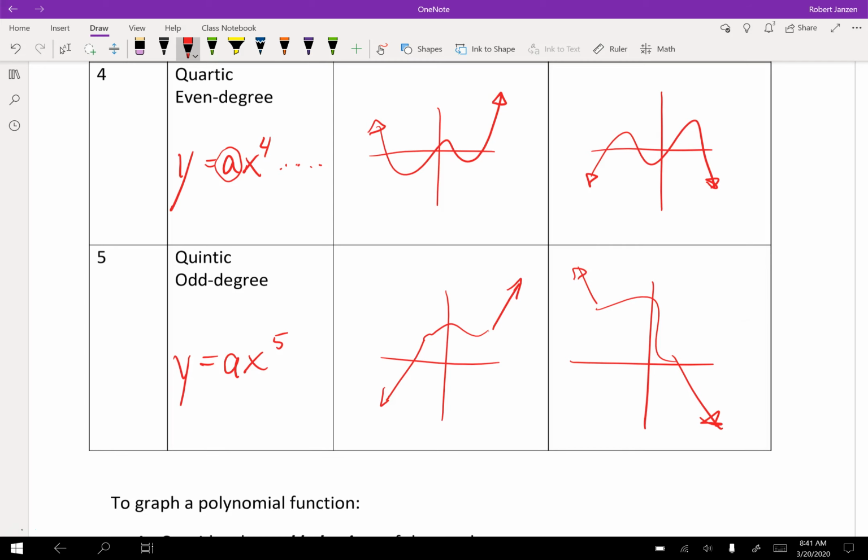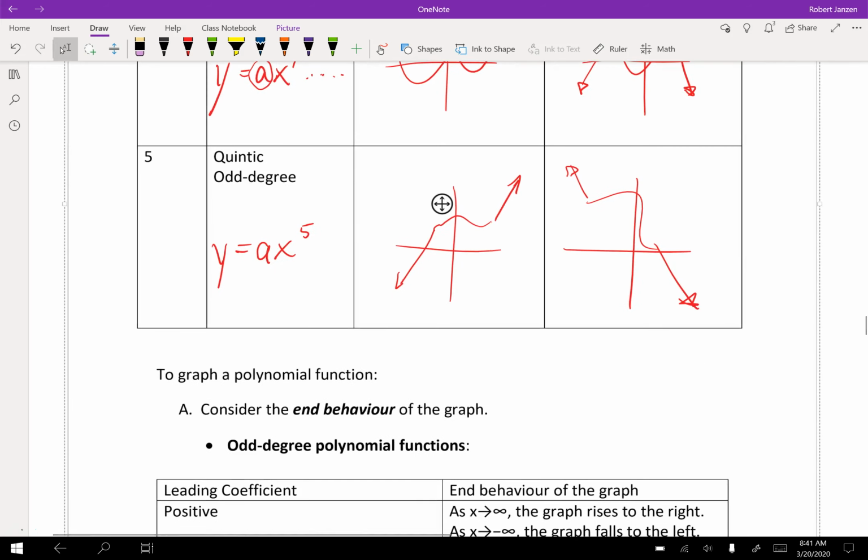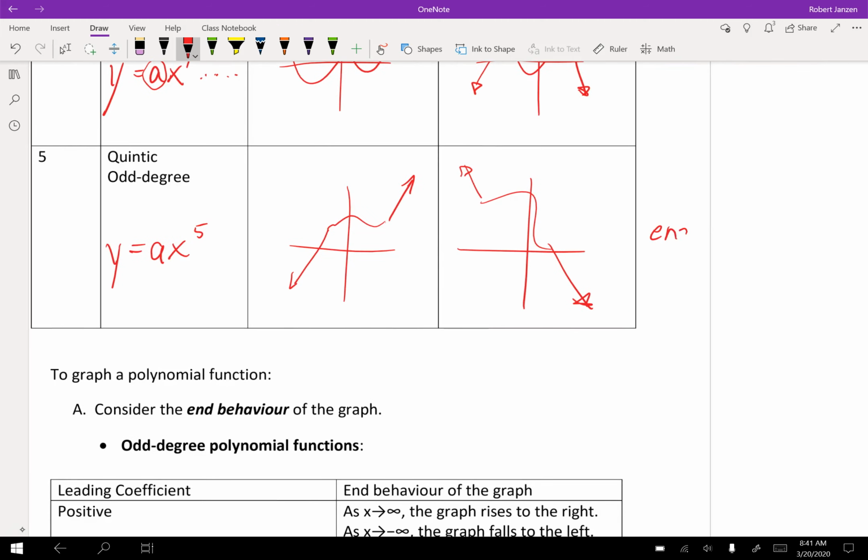So that's your introduction. We kind of need to know that. We call that end behavior, this idea of what's happening if the lead coefficient is positive or negative. End behavior refers to what's going on when the graphs go to positive infinity and negative infinity. You should always keep that in mind when you're graphing. What is the end behavior?